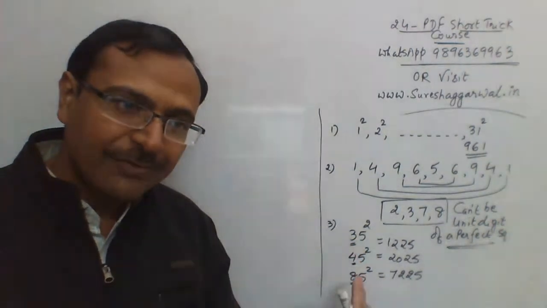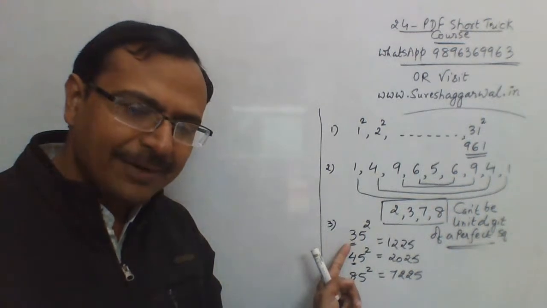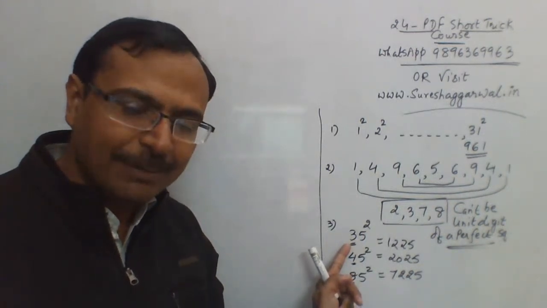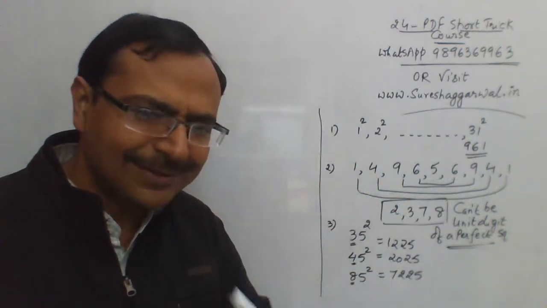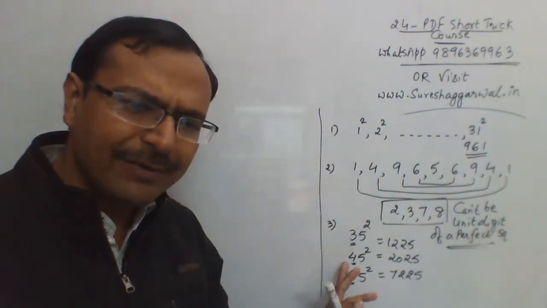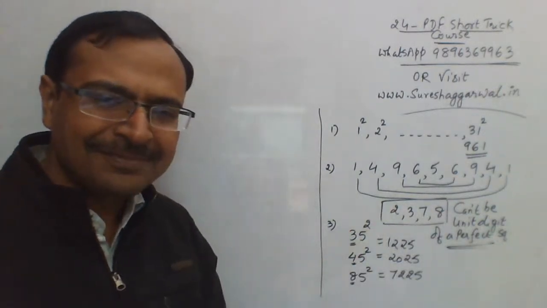Square of a number ending with 5, just forget the 5. Whatever number is left, multiply that by its consecutive number. So 3 multiplied by 4 is 12. Put a 25, that's it. 45, 4 into 5, 20, 20, 25. 8 into 9, 72, 72, 25.